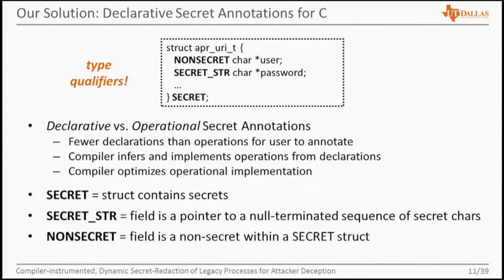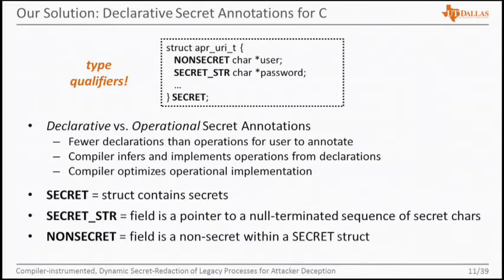So to address this problem, our research introduces and implements a mechanism through which developers can use type qualifiers to declaratively annotate fields in abstract data structures to denote those fields as secret. And then our modified compiler will take care of instantiating and introducing intent for those fields and tracking them at runtime. So there are several advantages of such an approach with respect to an operational approach, as I mentioned before.